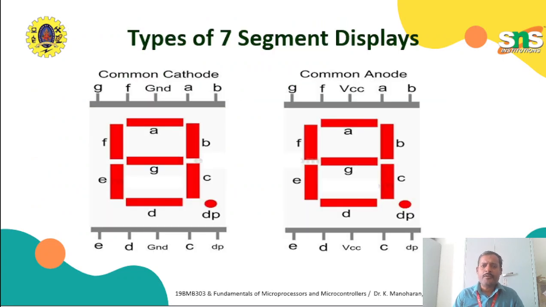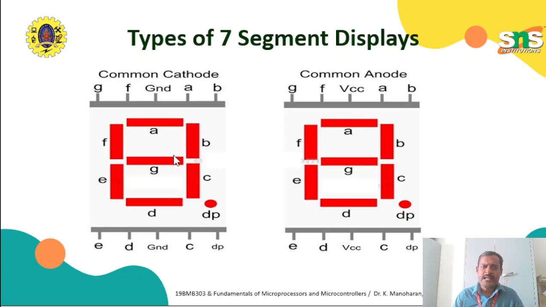Look at this. We have 2 types of 7-segment displays. I already told you each segment is considered an LED. So instead of controlling both the anode and cathode, we can control any one and the other will be connected to the supply. That is the basic format. So we have 2 types: one is common cathode and the other is common anode. Look at this, this is common cathode and this is common anode.